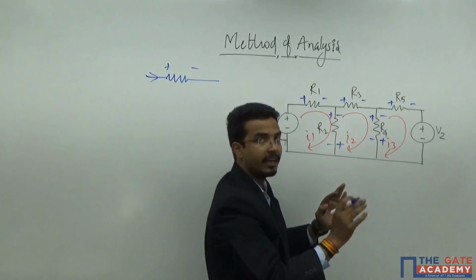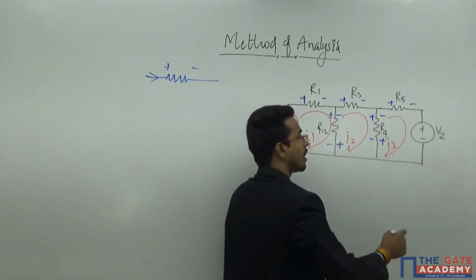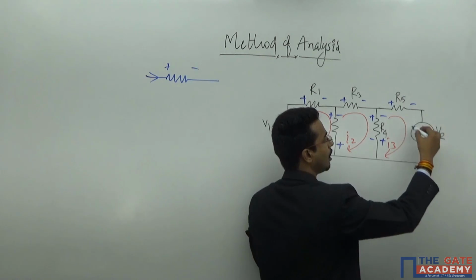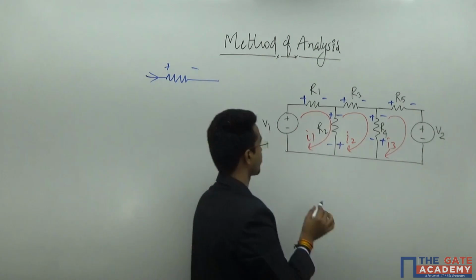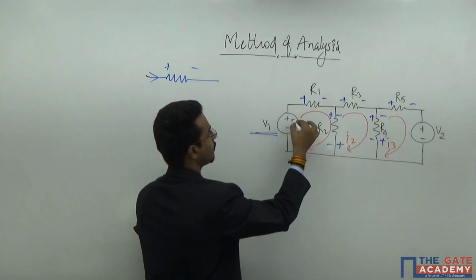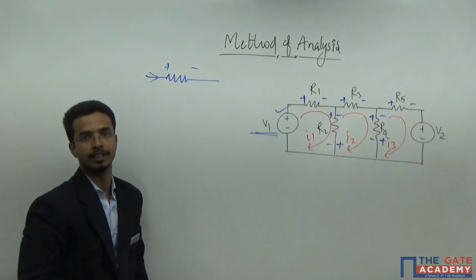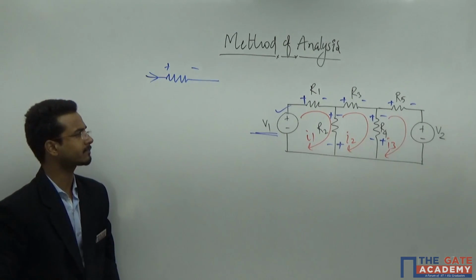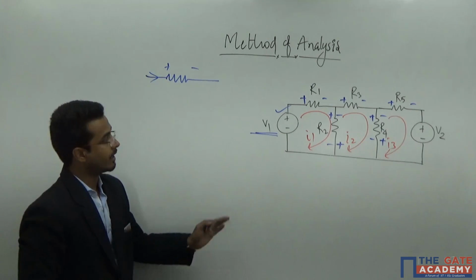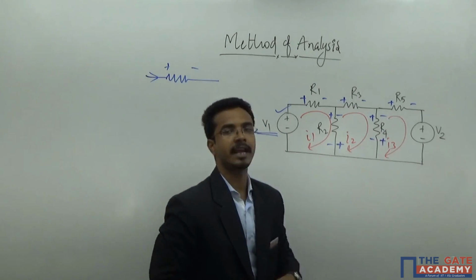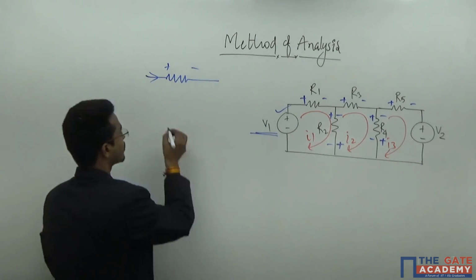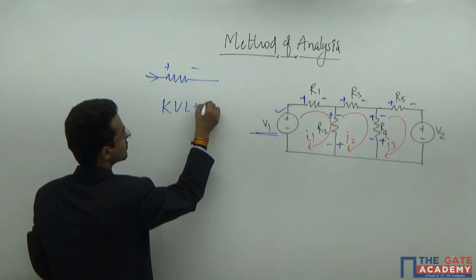You will never decide the polarity of the voltage source, because you will get the polarity directly, since the voltage source always comes with its polarity. You do not have to write it. Now, after assigning this, I will write down the mesh equations. What is a mesh equation? KVL plus Ohm's law.